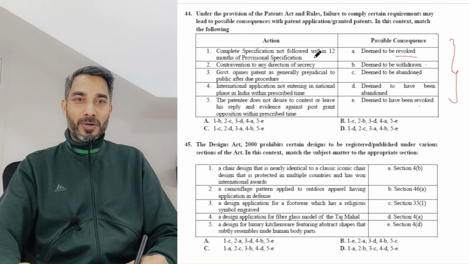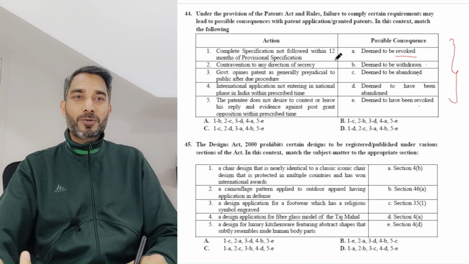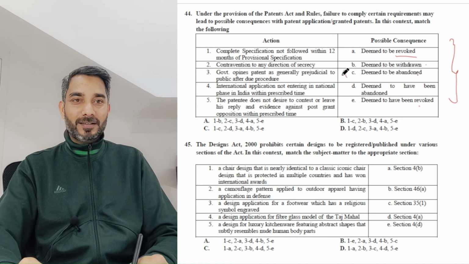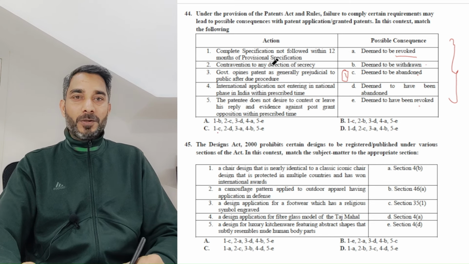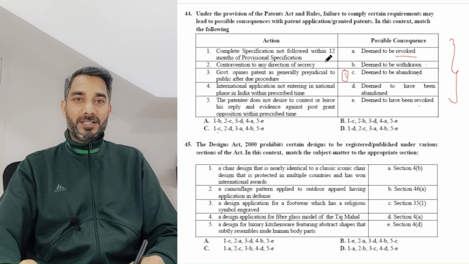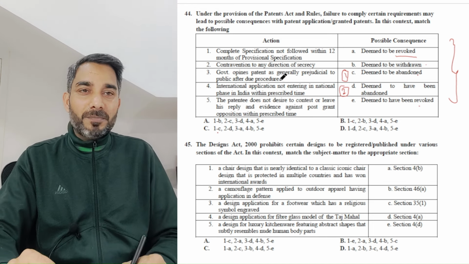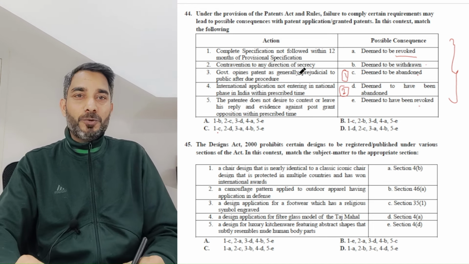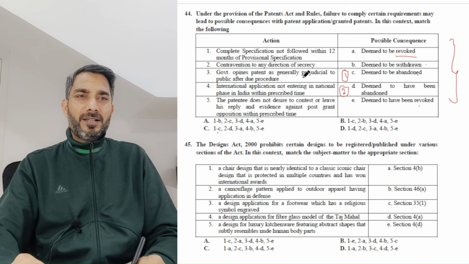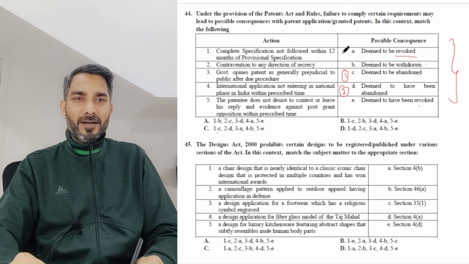Complete specification not filed within 12 months of provisional specification is deemed to be abandoned. 1C. Have you got lucky? 1C is here. Not lucky. Contravention of any direction of secrecy is deemed to have been abandoned. 2D. Government opines patent as generally prejudicial to the public after due procedure. Yes, revoked. 3A gets revoked.